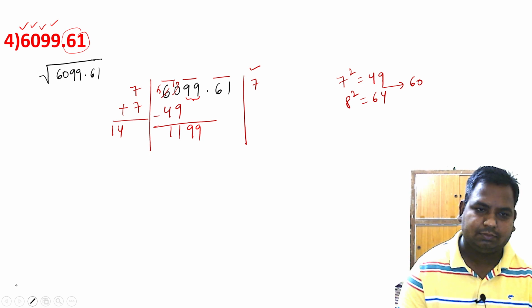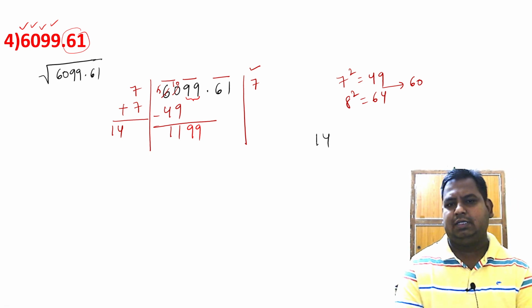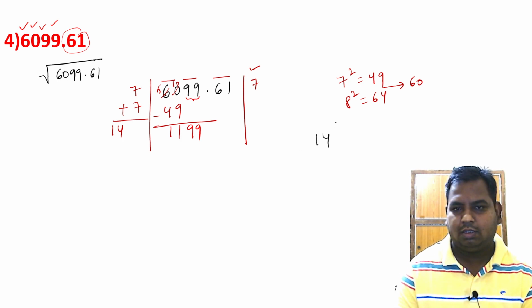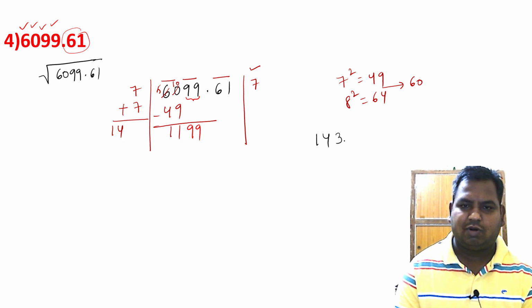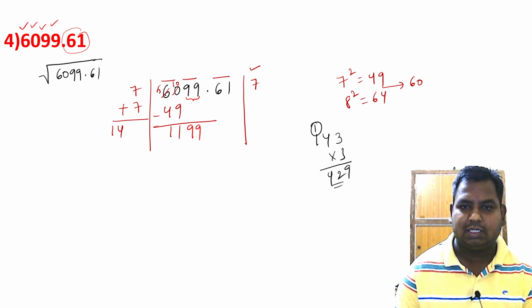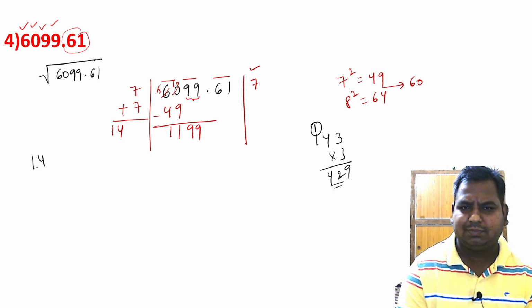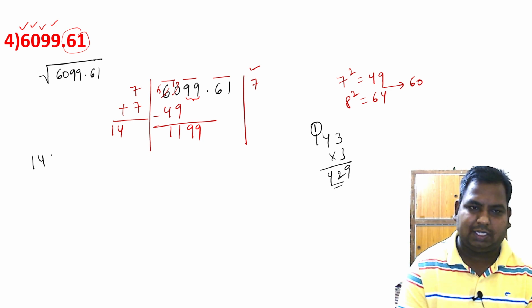Okay. Now we have 14. So can I take 143 threes? I think it doesn't work. 143 threes is 9, 12, it's 429. It will not work. So what I'll do, we have 14 now. Beside this, I'll write 7. I hope 8 will work. We'll go with 8.